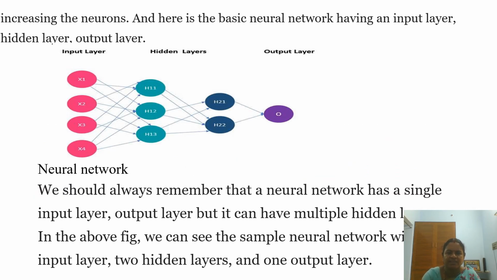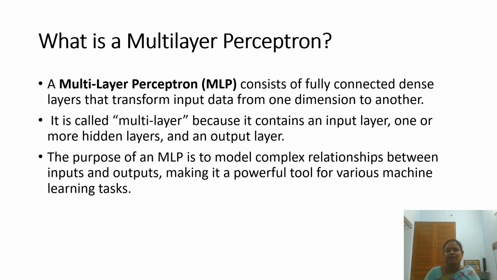neurons. And here is the basic neural network having an input layer, hidden layers, and output layer. Based on the number of hidden layers, we classify it as machine learning or deep learning. We should always remember that a neural network has a single input layer and output layer, but it can have multiple hidden layers. So in the above diagram, we can see the sample neural network with input layer, two hidden layers and one output layer.